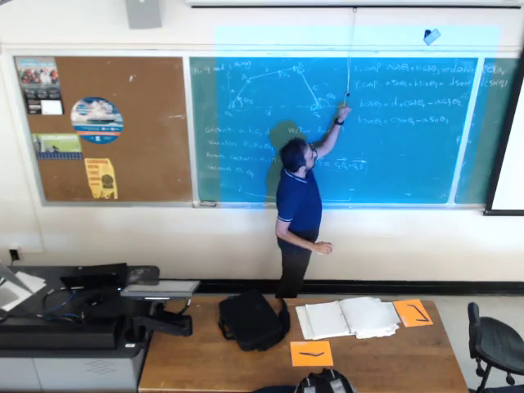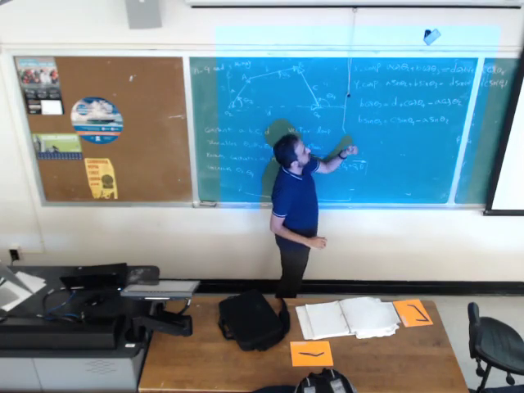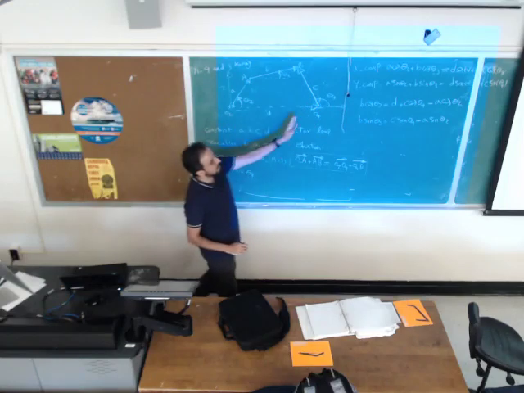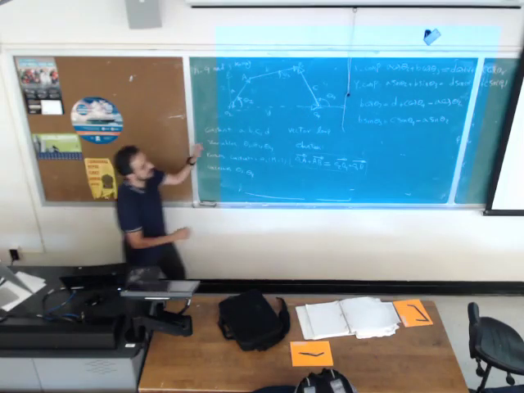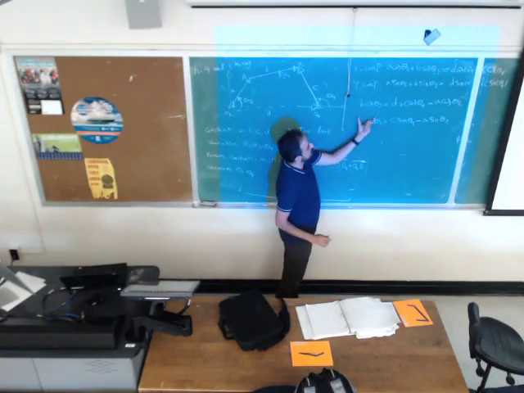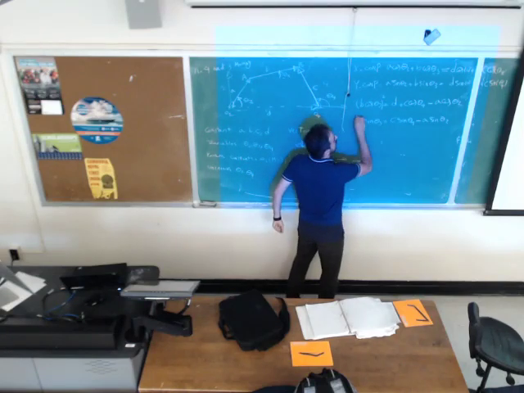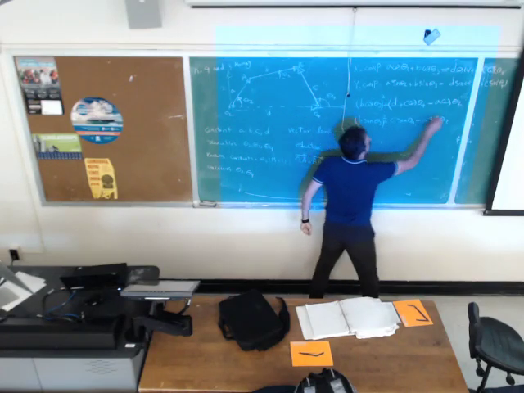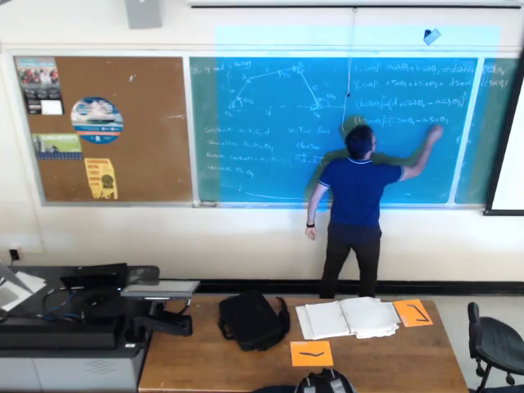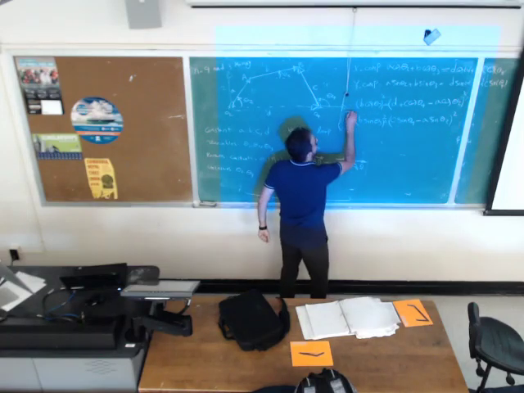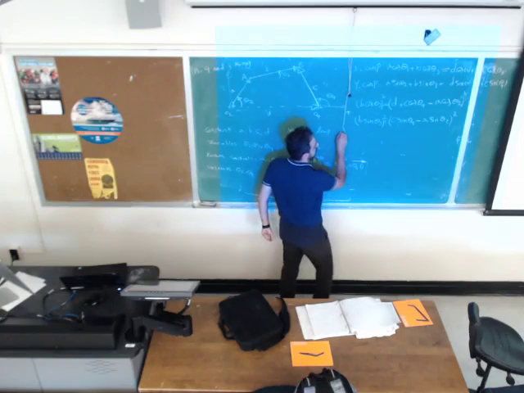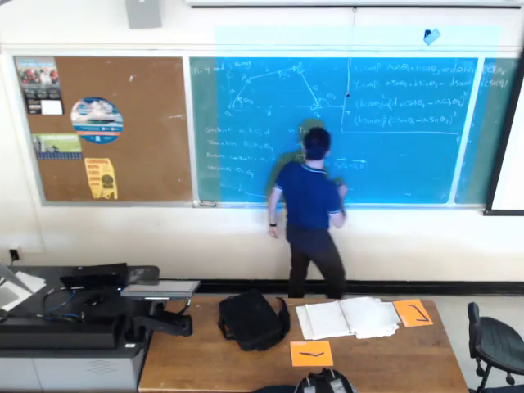Why did I do that? Because I would like to eliminate theta 3. How can I do that? If I keep theta 3 terms on one side, it has cosine of theta 3, it has sine of theta 3. If I square both sides and add them up, I can do this.